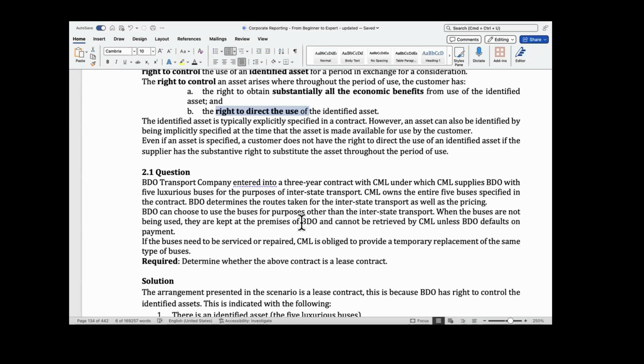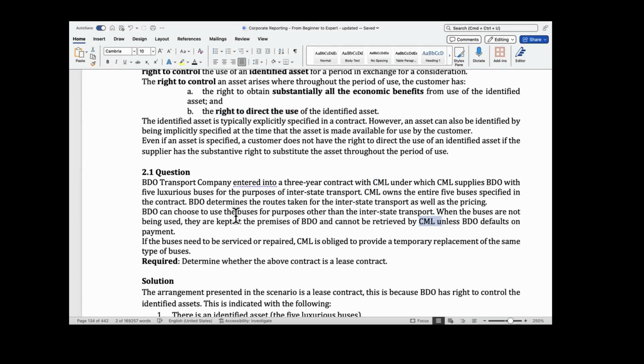And from here, you can also see that it's only BDO that is using this asset, because there is nowhere here where we're told that CML is also still using it. Even to the point that when the buses are not being used, they are in the premises of BDO, and they cannot be retrieved by CML unless there's a default on payment. See, that shows that these assets are being solely used by BDO.